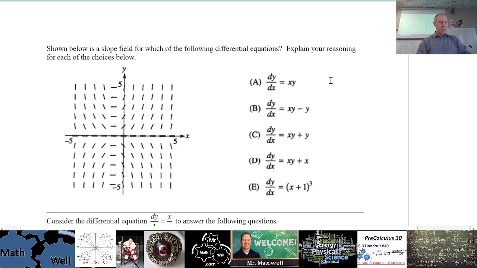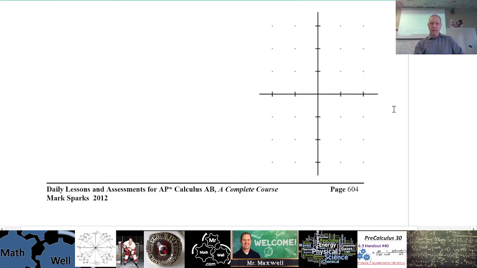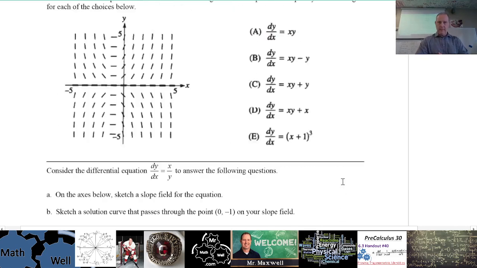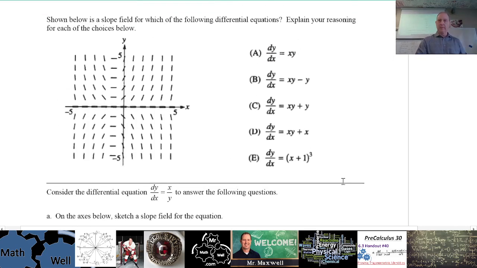All right, let's take a look at the next page then, page 618. It's a great resource here, Mark Sparks, 212, a complete course. It's an excellent resource, so credit to Mark Sparks. Shown below is a slope field for which of the following differential equations. Explain your reasoning for each of the choices below. All right.